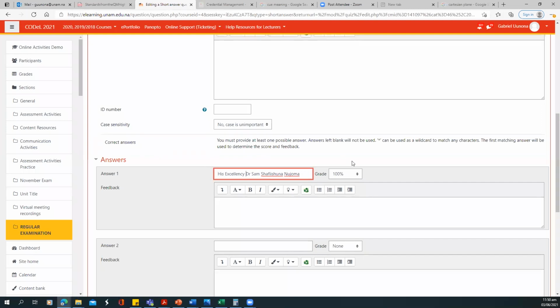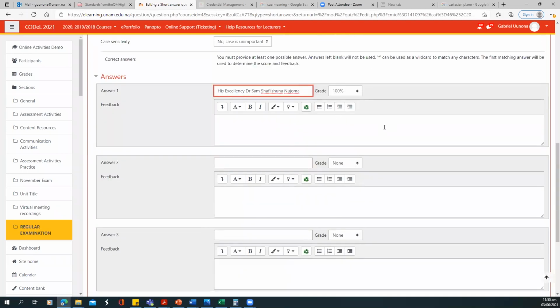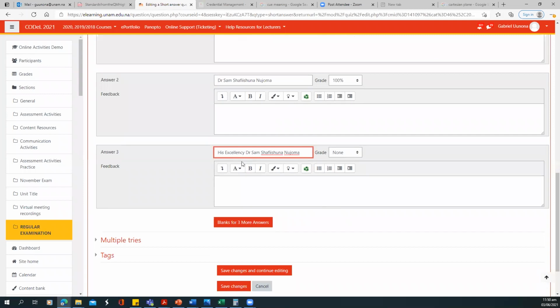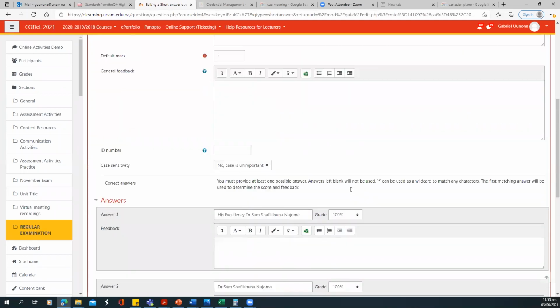Okay. Now this is a correct answer. You need a lot of time to exhaust all possible correct answers. Apparently, a student who ends up writing without "His Excellency" is also 100% correct, isn't it? Another student might write "His Excellency Dr. Sam Nujoma" without Shafishuna, which is also correct, isn't it? You can imagine how many lines you need to add to exhaust them, and it will become too much.